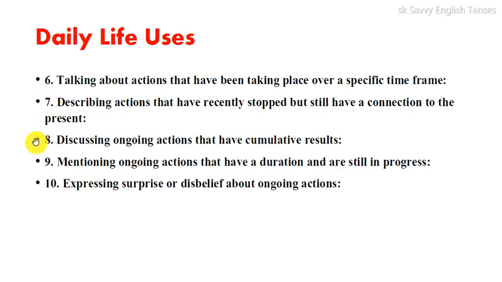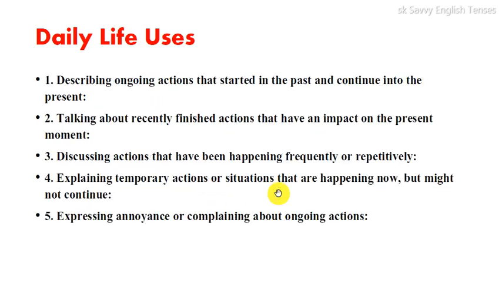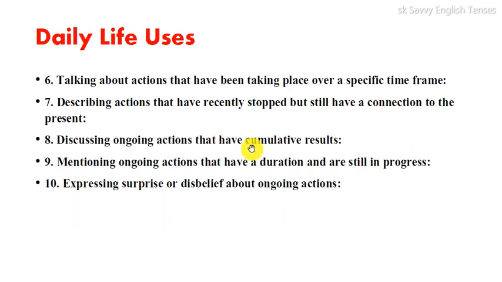Number 8 is discussing ongoing actions that have a cumulative result. Number 9 is mentioning ongoing actions that have a duration and are still in progress. And number 10 is expressing surprise or disbelief about ongoing actions. Okay, let's give examples of the daily life uses of the present perfect progressive tense.